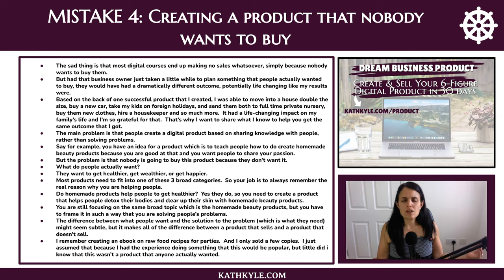And you might be thinking, well, obviously there's people out there who want to create their own homemade beauty products, so of course there's people out there who want it. But what do people actually want? Let's look a little bit deeper. There's three main broad categories of things that people want in life. People want to get healthier, they want to get wealthier, or they want to get happier. And most products need to fit into one of these three broad categories. So your job is always to remember that the real reason why you're helping people is to solve one of these three problems, to improve their health, wealth, or happiness.